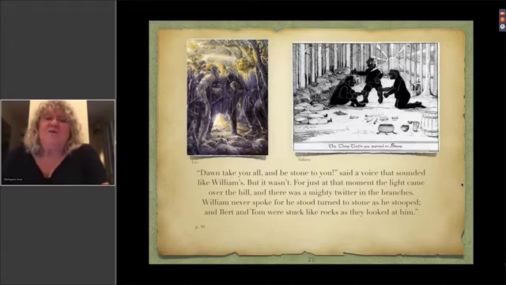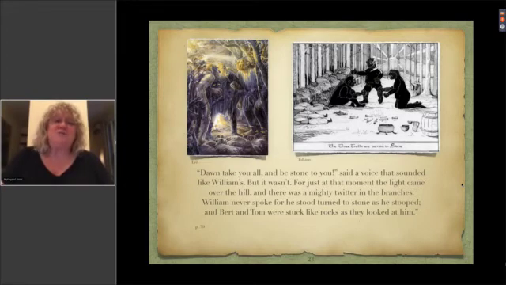For just that moment, the light came over the hill, and there was a mighty twitter in the branches. William never spoke, for he stood turned to stone as he stooped. And Bert and Tom were stuck like rocks as they looked at him. So when the sunlight hits the trolls, they turn to stone.